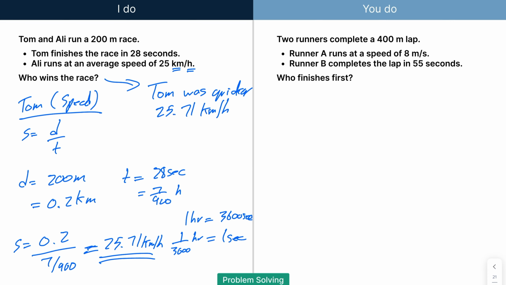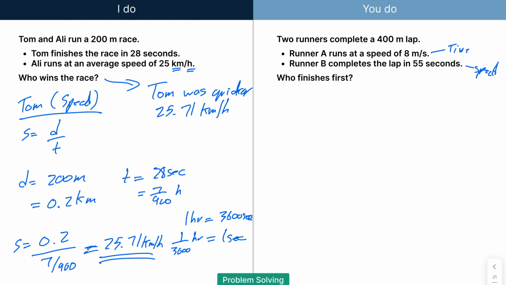And like I said, you could have also done this question by figuring out how long it took Ali in seconds and comparing that. So hopefully you've pressed pause and got the example on the right. Again, you can pick whether you work out the time here or whether you work out the speed here. It's completely up to you. You can go down either route. So here, for runner A, the units are very nice actually.